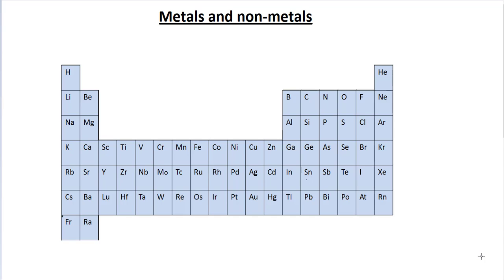In the next two lessons, we're going to look at metals and non-metals, and we're going to compare their physical and chemical properties. There's a standard dividing line in the periodic table which divides the metals from the non-metals. The best way to remember it is to draw a stairway starting just to the left of boron, and then draw the stairway downwards.